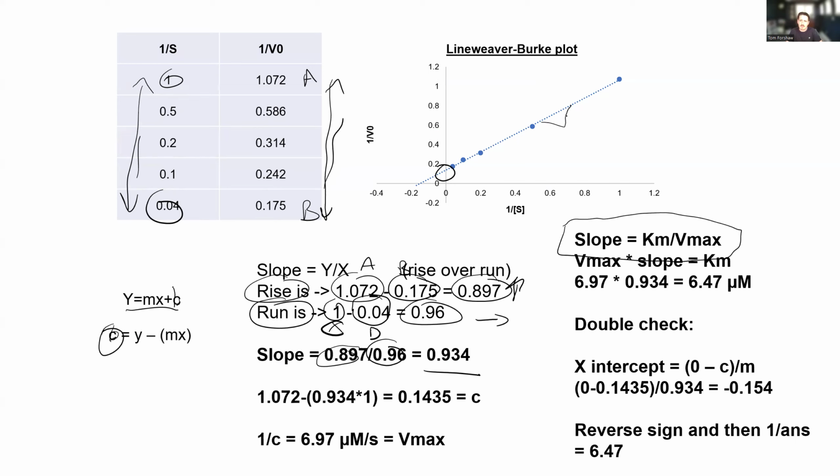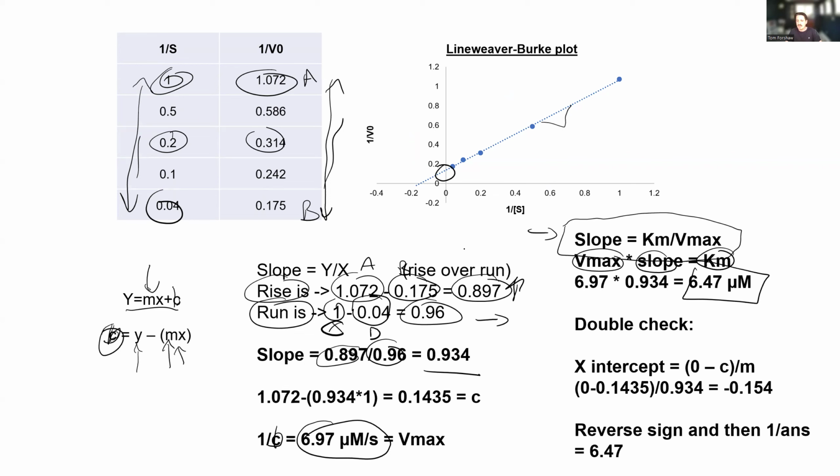And the slope is equal to Km over Vmax on a Lineweaver plot. Now we know the slope, we know the M value, and then we can plug in any Y and X, and it will give us B. And B is equal to 1 over Vmax, so 1 over B will give us the Vmax. Now that we have the Vmax and the slope, we can rearrange this equation: Vmax times slope equals Km, and boom, there's the Km.